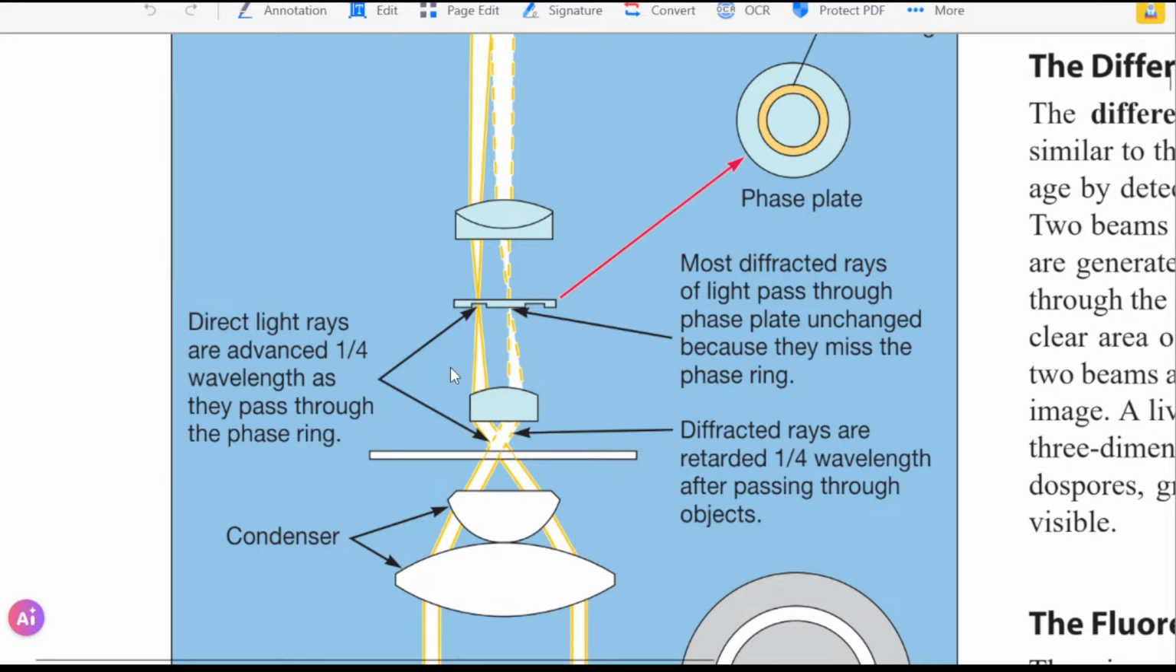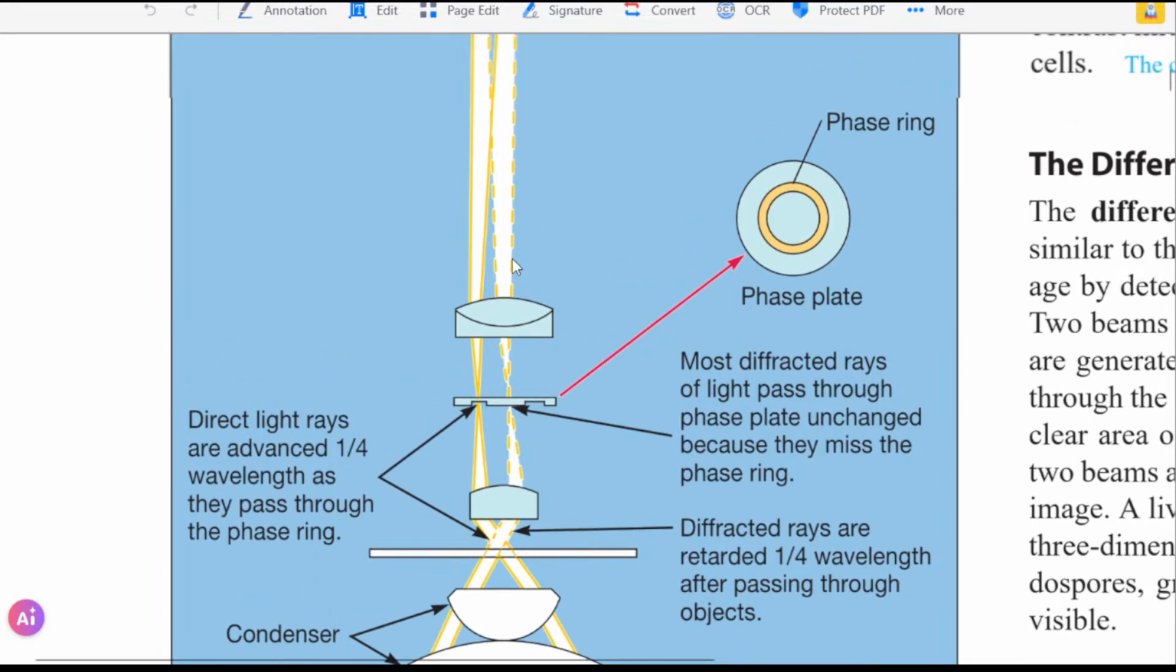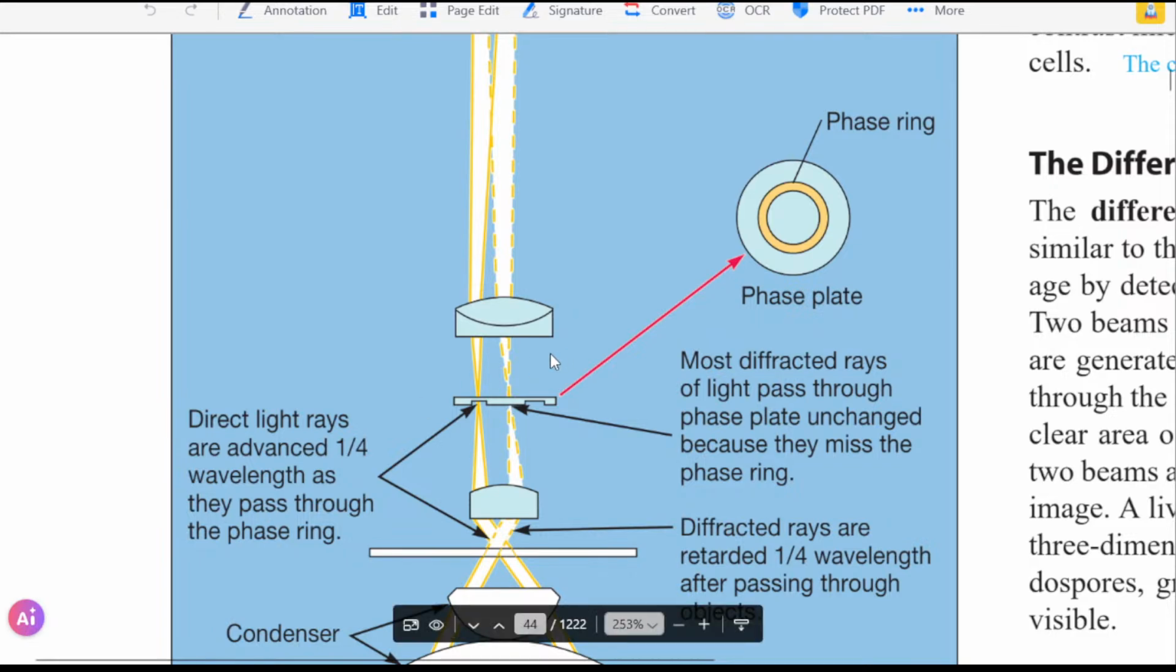Now the one that isn't changed or is not deviated passes through the phase ring, while the one that is deviated doesn't pass through the phase ring, but goes into the phase plate other than the phase ring. And they are saying that the deviated light is used to form the image. Now let's see what else happens.